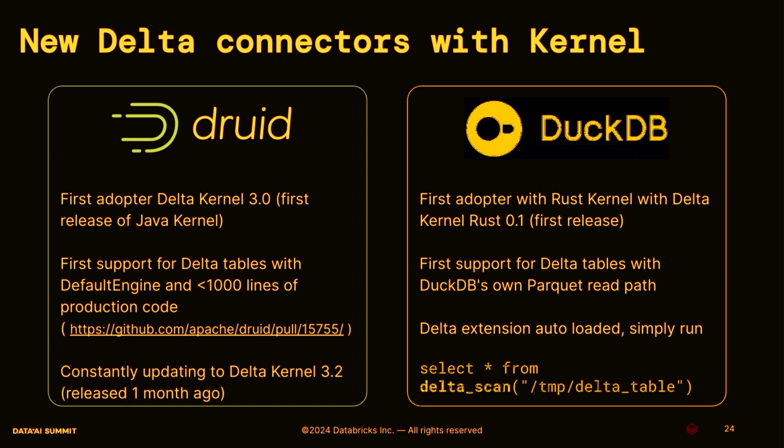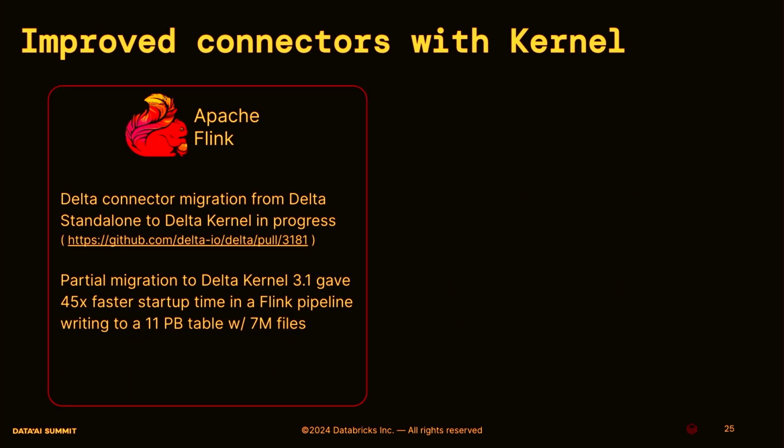If you just do brew install duckdb, just install DuckDB and just say select star from, wow, it's covered. The select star from delta_scan table path, it will just work. It will automatically download the Delta connector and it will just work. This is exciting. And then there are existing connectors being continuously improved by moving over to kernel.